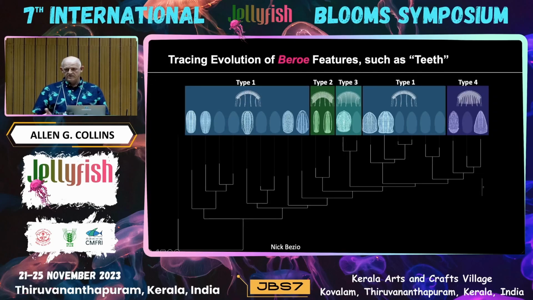He's looking at other characters, of course, like the macrociliary teeth at the front ends of the beroids. And this is allowing us to make first inferences of how these characters have evolved within the group of beroids. So you can see with a simple tree like this, we might infer that the type 1 teeth are the ancestral condition within the group, and that types 2, 3, and 4 have evolved independently.